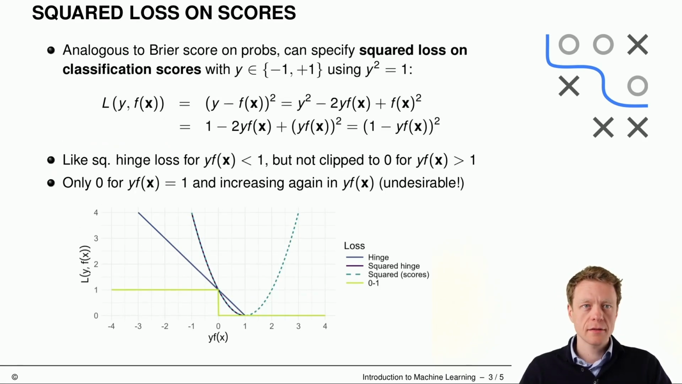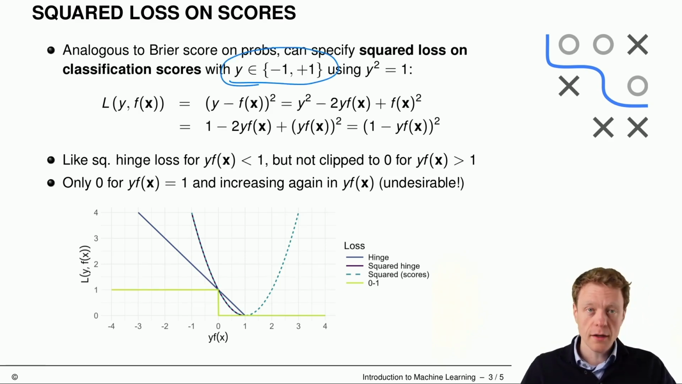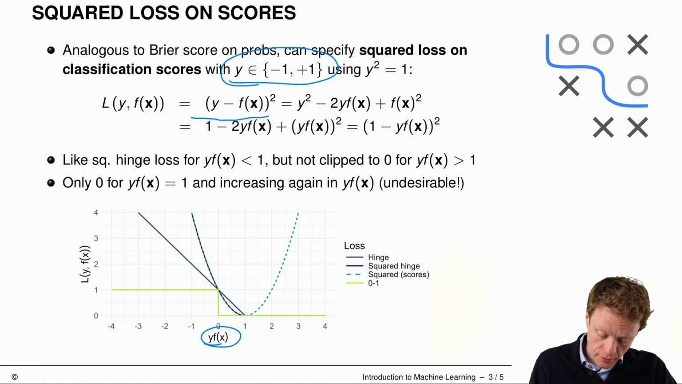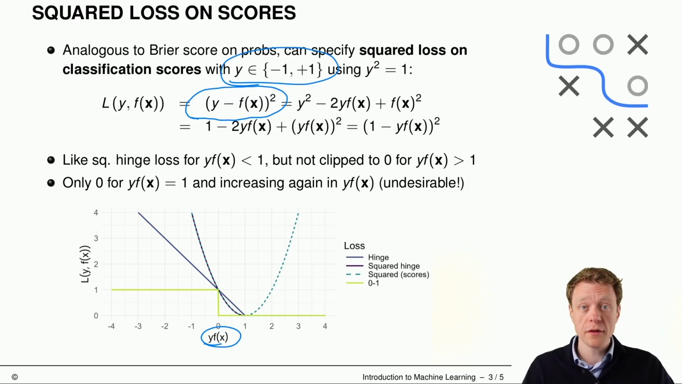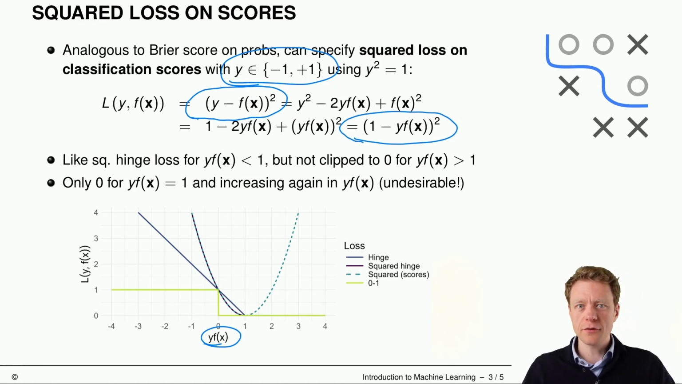Okay, we can, analogously to the Brier score on probabilities, specify squared loss on classification scores. So again, y is -1 and +1, so that we can plot the thing here with the margin. And it turns out that, well, we can just use the scores here, the difference of the scores, and then just square these residuals. And as you can see here, we can write that in that form, which we need for plotting it in terms of margin, right?